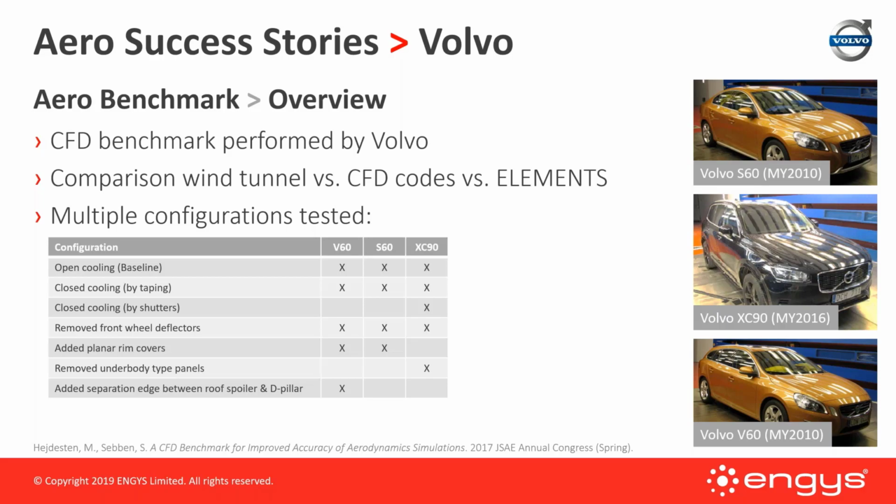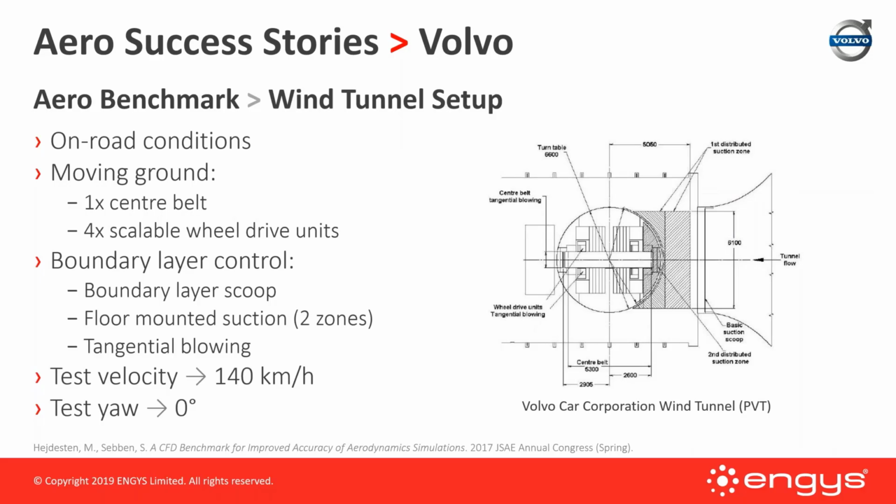And again, this was actually written in a paper and shared via JSAE Annual Congress a few years ago. The name of the paper is A CFD Benchmark for Improved Accuracy of Aerodynamic Simulations, and this was done in 2017. Just some information about the wind tunnel. They wanted to get results for on-road conditions. It's a moving belt. There was also boundary layer control, and for this case, the test velocity was 140 kilometers per hour at 0 degrees yaw.